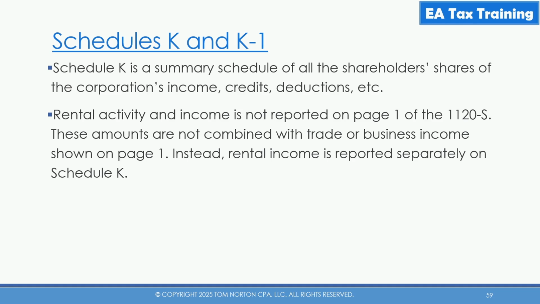So remember, just like with a partnership, Schedule K, you've got page 1, the normal operating income. That goes on Schedule K. That's the first line on the Schedule K. Then you're going to have rental income that is separately stated on the Schedule K. And then you've got all of the other separately stated items that are also shown on the Schedule K. And then those will be distributed out to the shareholders through their K1s.